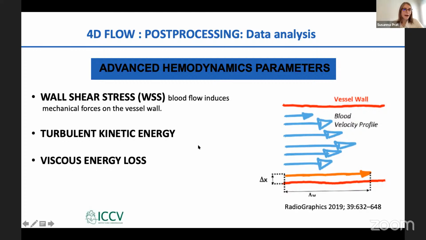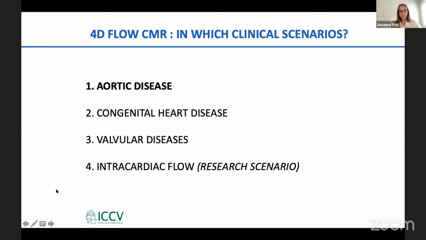There are other new advanced parameters like turbulent kinetic energy, viscous energy loss, and vorticity. This would be a special topic on its own, but I will not be the one to explain it. And to be more practical, I divide the clinical part of the 4D flow into four categories. First, we'll start with the aortic disease, in which clinical scenarios we think that 4D flow analysis can help.